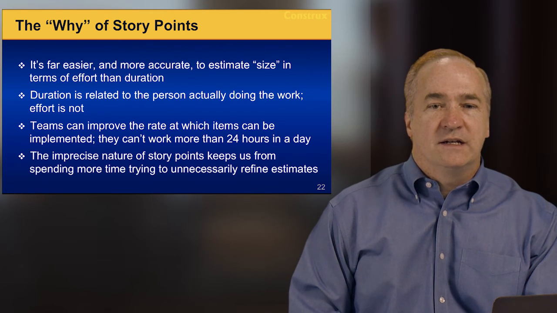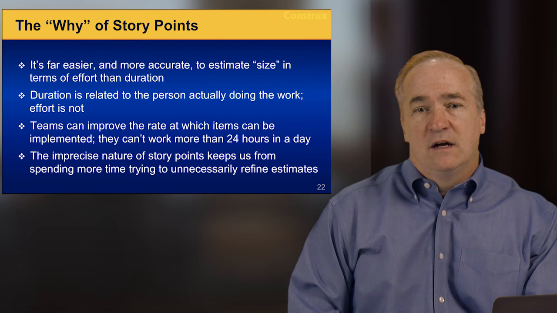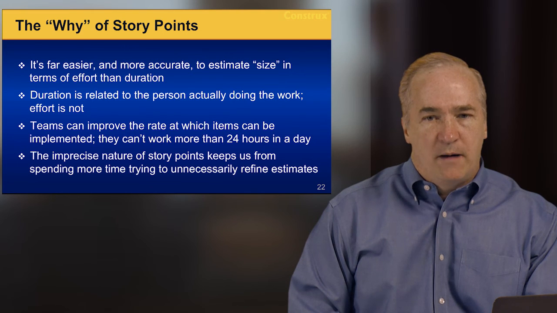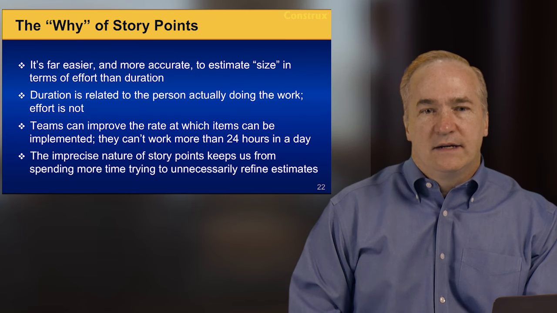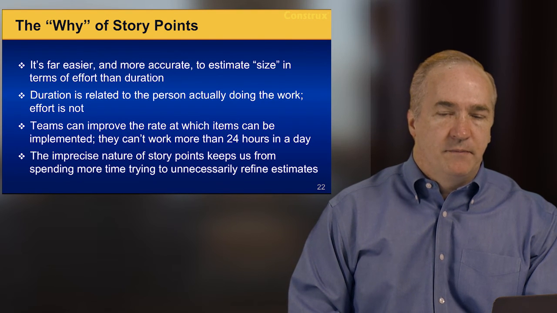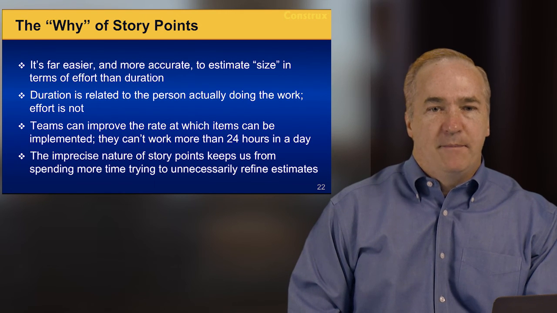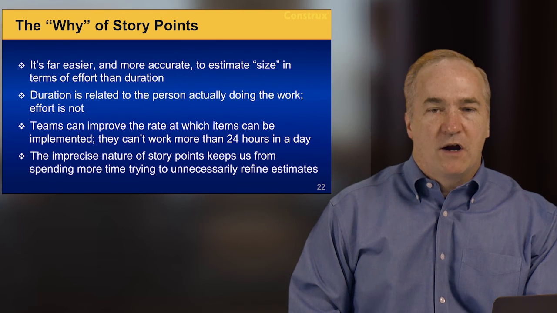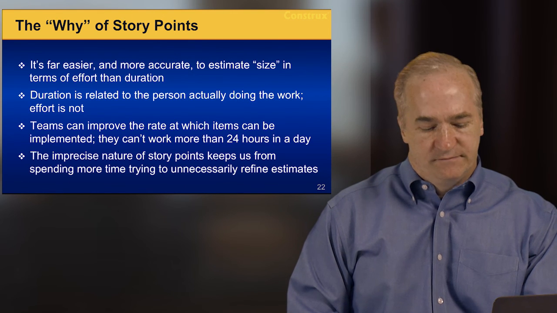So think of effort as akin to distance, whereas duration is the time it takes a person or a team to cover that distance. And of course, that depends upon that person or team's skill, ability, the environment, and so forth. It's much harder to run a mile if you're running in sand or through a swamp than if you're running on a nice level track. Something else about effort versus duration: teams can improve the rate at which items can be implemented, but they can't add more than 24 hours in a day, at least not on planet Earth. And because story points are imprecise by their very nature, it keeps us from spending more time trying to unnecessarily refine estimates. So we realize that approximate is good enough. We don't have to be precise.